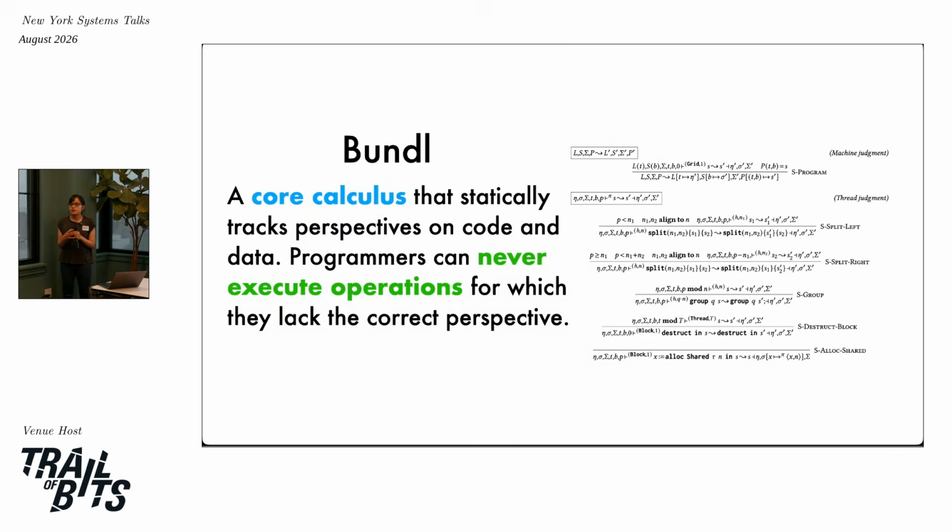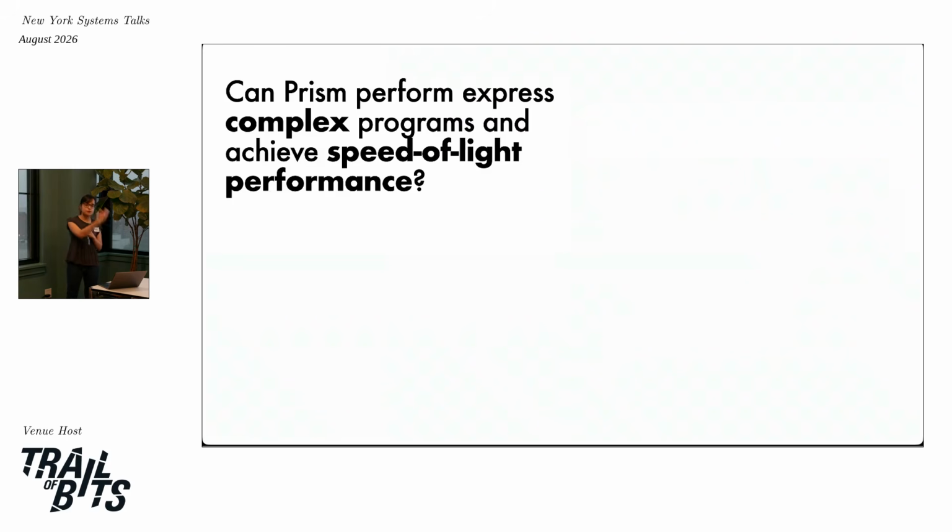So I talked about Prism. I also want to talk about Bundle a little bit. We formalized a lot of the core properties of Prism that I've been talking about in this core calculus called Bundle. And this is really to just intimidate people. Horizontal lines are really scary. I support you. But basically, Bundle says that programmers can never execute operations in settings where they don't have the correct perspective. So we have a soundness theorem, which helps us prove certain properties about Prism.